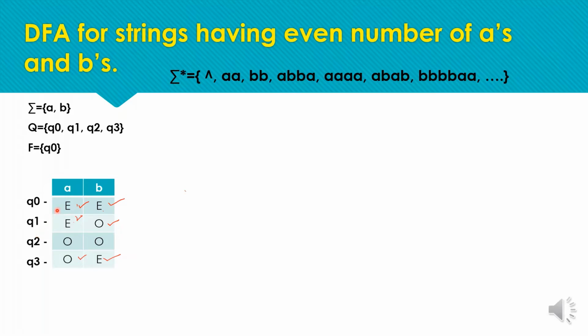Okay, or we can say that we have to mark the initial state as the final state, and the required pattern for the final state is even number of A's and B's. So this pattern will become our final state. Okay, and Q1 will represent the state with even number of A's and odd number of B's. Q2 will represent the state with odd number of A's and odd number of B's, and Q3 will represent the state with odd number of A's and even number of B's.